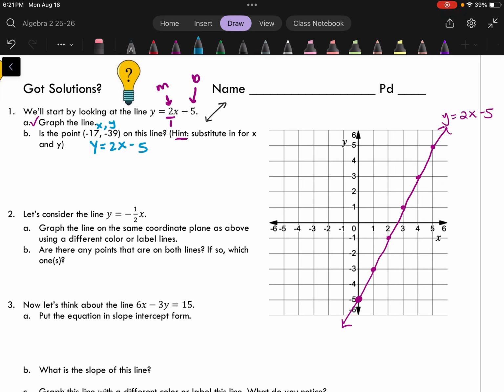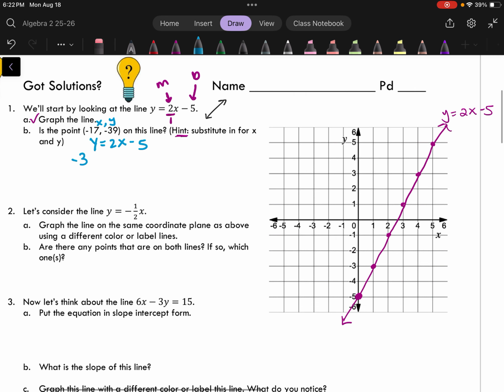We can't actually see it visually on the graph because -17, -39 would be somewhere way down here if it is on the graph. So the y value is -39. We're going to plug in -17, and then we're going to see if this creates a true or false mathematical sentence.